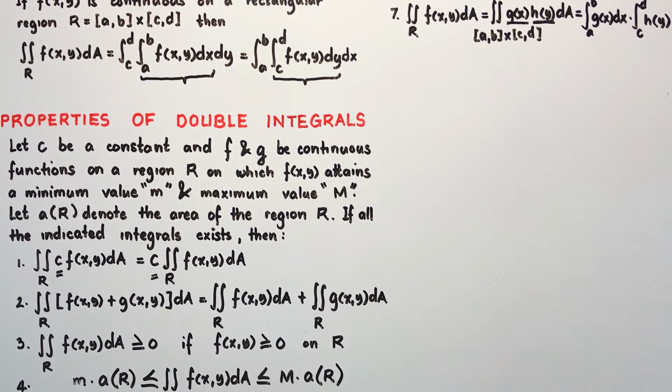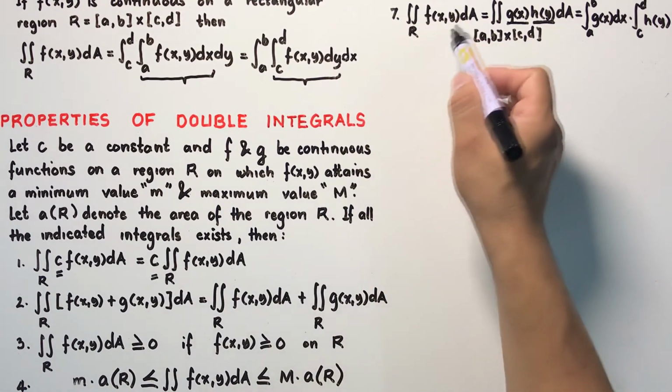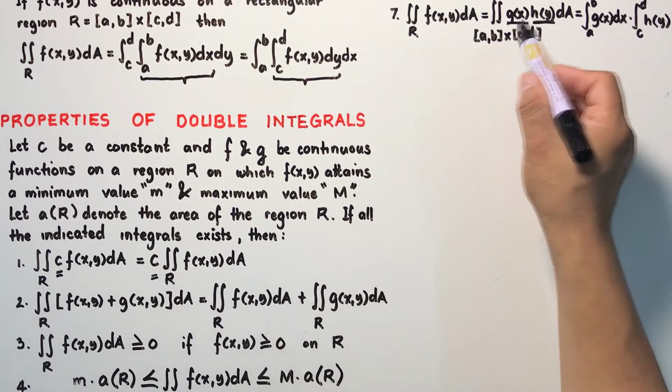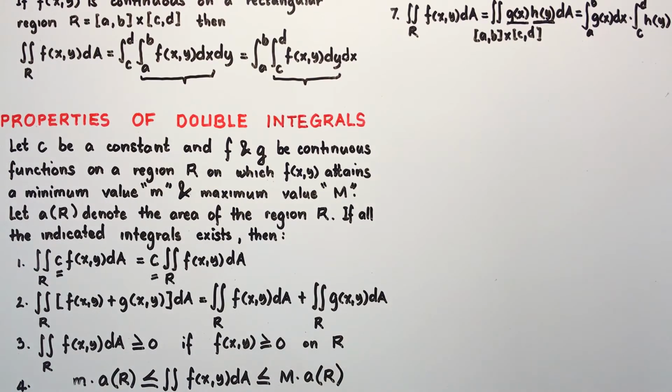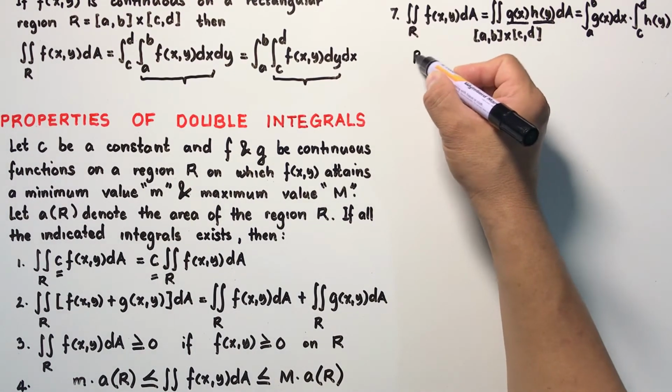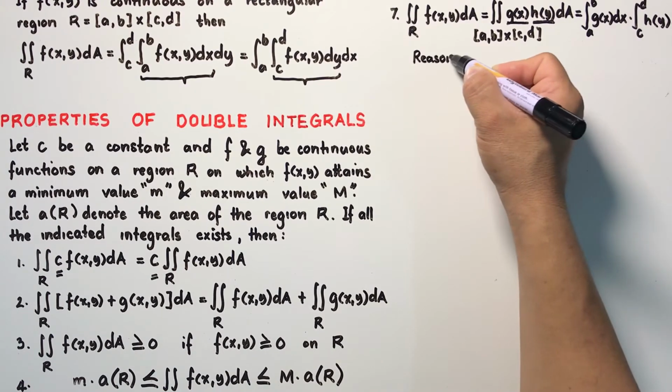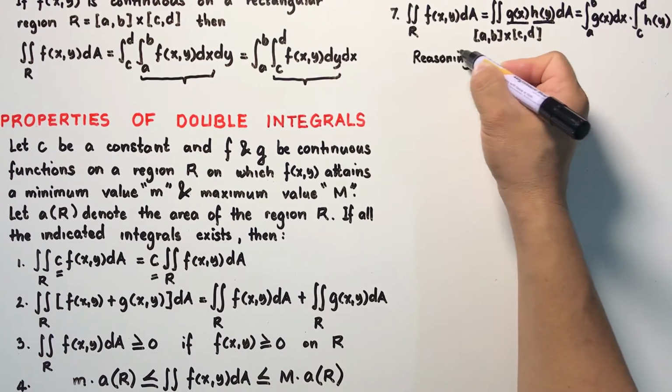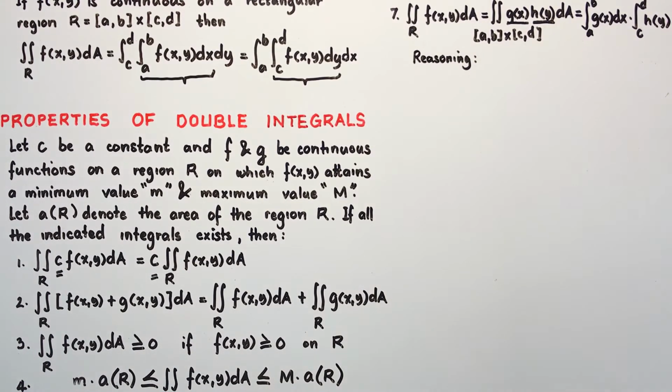Now, take note that this happens sometimes, but it will not happen all the time, that you can factor your f as a product of two functions, wherein the first function is in terms of x and the other function is in terms of y alone. So let's see the reasoning here. What is our reasoning for this generalization?